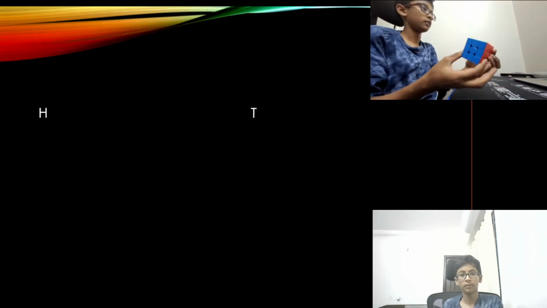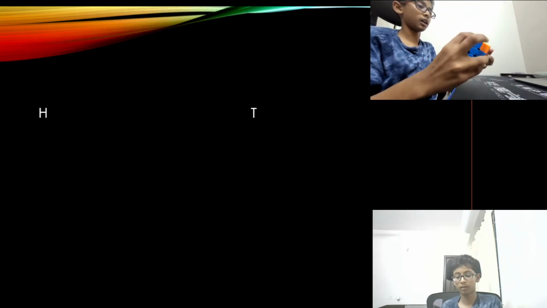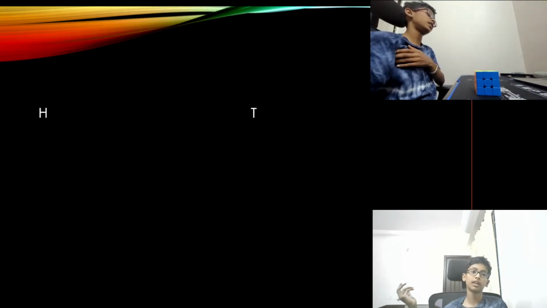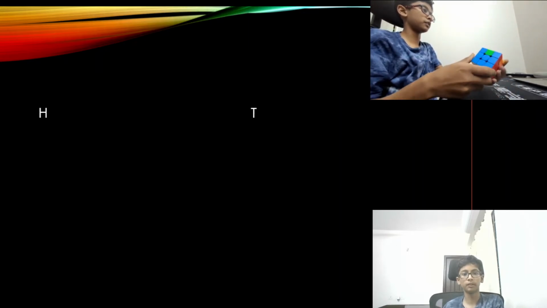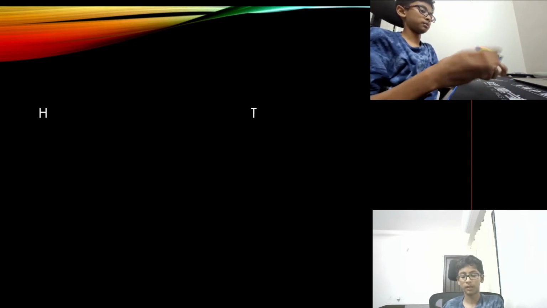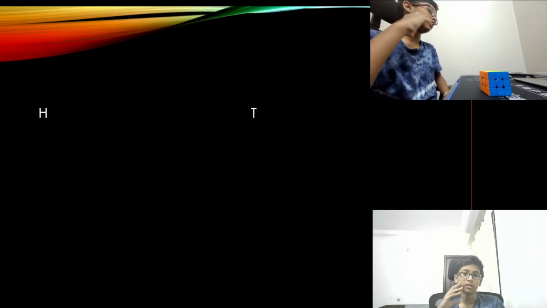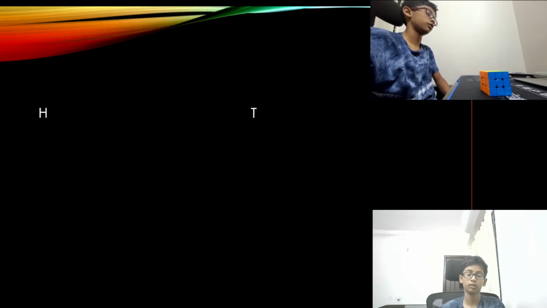H and T, both very, very, very fast algorithms. I honestly think H perm is easier to learn than T. They're about the same speed. For me, obviously, H perm is a little faster. But I do know some people where T perm is faster. So I'd say they're about the same speed, but the factor is H is a lot easier to learn. So this one will go to H.